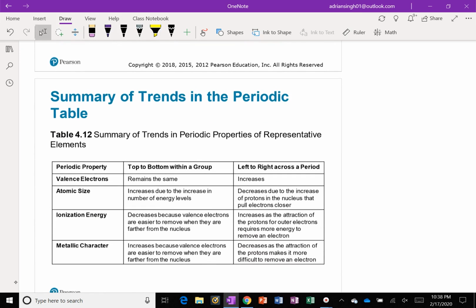Okay, and then table 4.12 in your textbook summarizes the 4 periodic trends that we talked about. All right, so keep in mind, I mentioned this at the beginning, when it comes to the trends in the periodic table, we're looking at the representative elements, which are in the first 2 columns on the left and the 6 columns on the right.